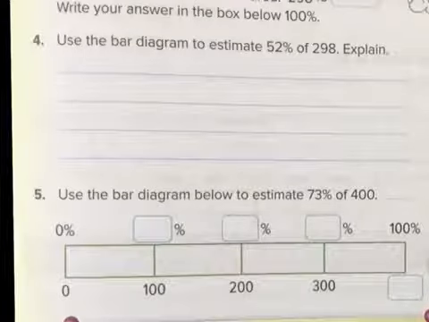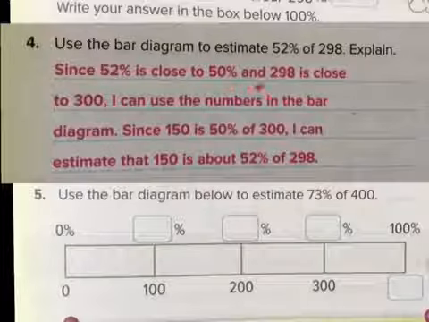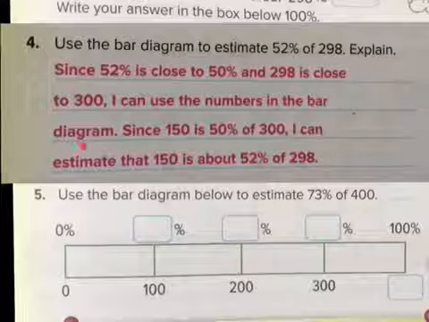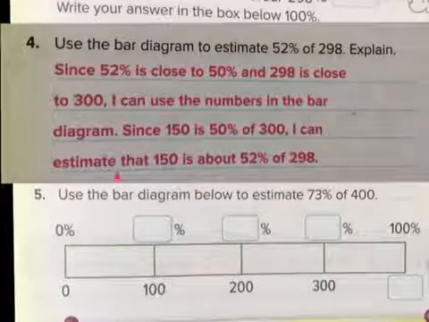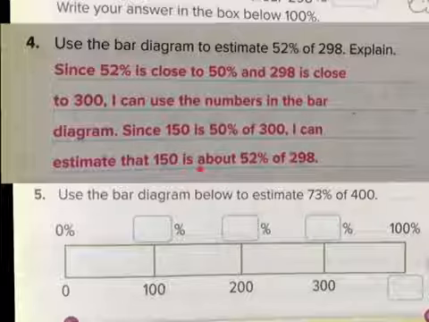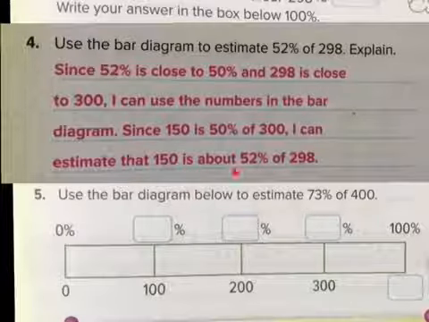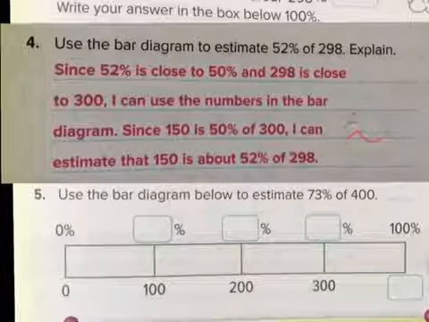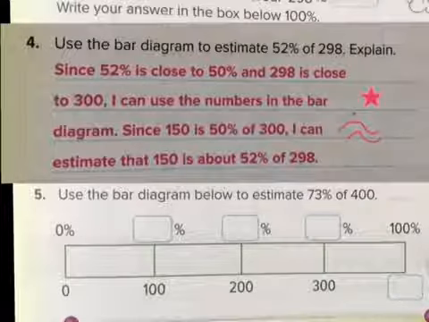Let's explain that in writing. Well, since 52% is close to 50% and 298 is close to 300, I can use the numbers in the bar diagram. Since 150 is 50% of 300, I can estimate that 150 is about 52% of 298. So this is just an approximation, which is the symbol that we made like the equal sign. Go ahead and star this as a key answer.